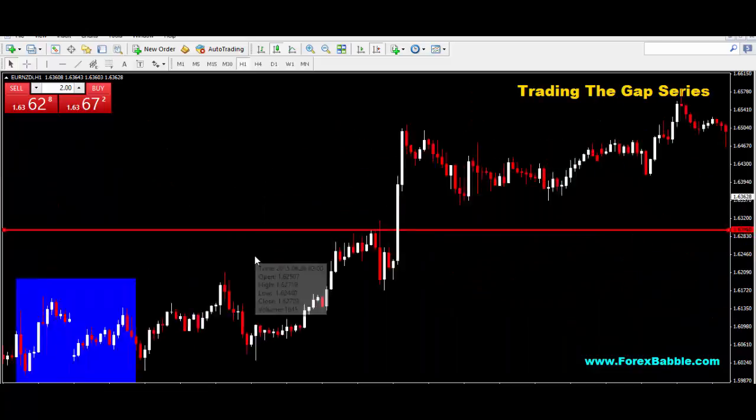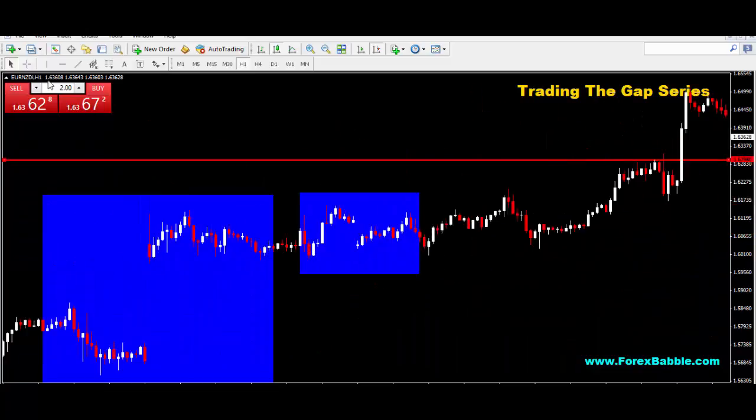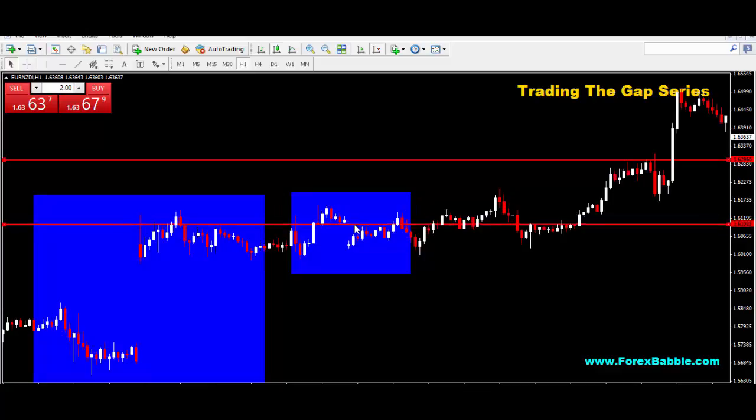Just like here, it closed here and gapped down in here. What you could have done is put your take profit somewhere around there, and what happened? It closed it out. It didn't take long before it closed out. It started ranging a bit before it took off, but nonetheless, it closed the gap.